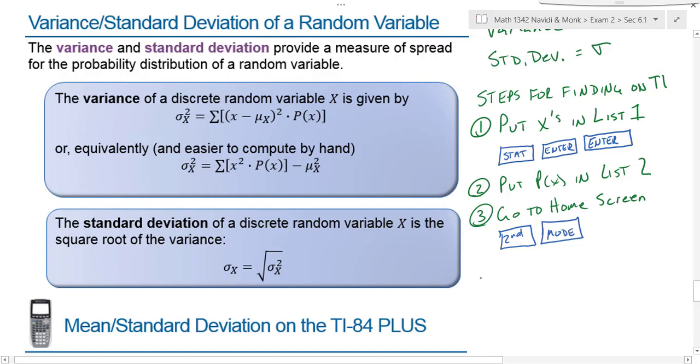After you do that, you're going to hit stat, and this is a button, so I'll put it in a box. You're going to go over to calculate, and you're going to go down to your one variable stats. Actually, you don't have to go down to anything because it's the first thing on your calculator, and then you're just going to hit enter to access it.